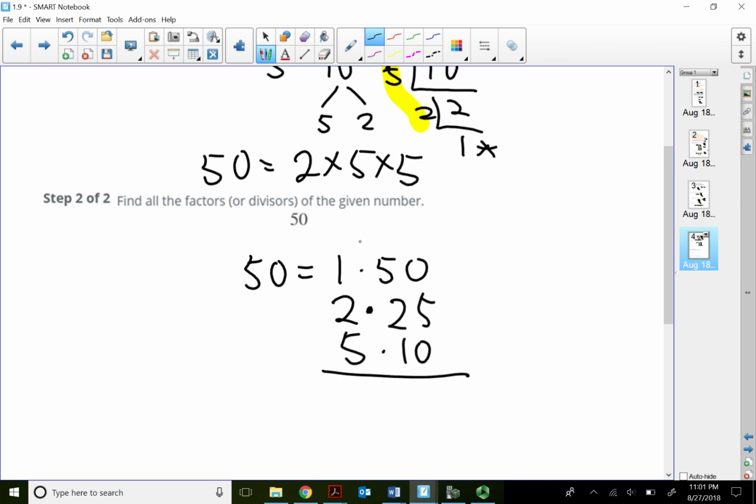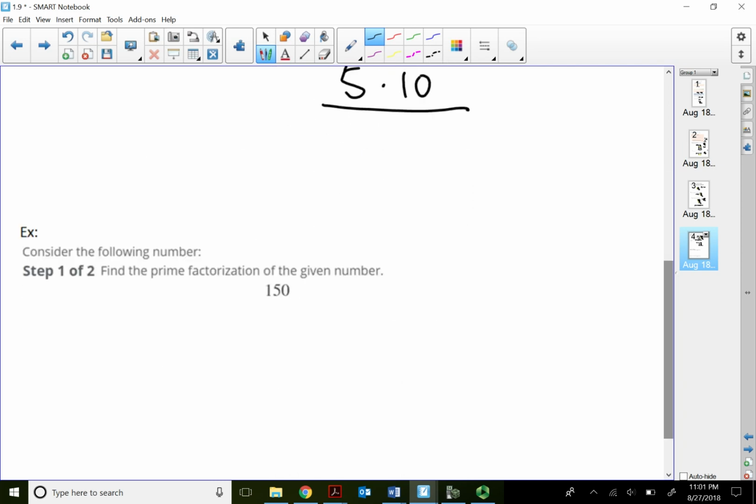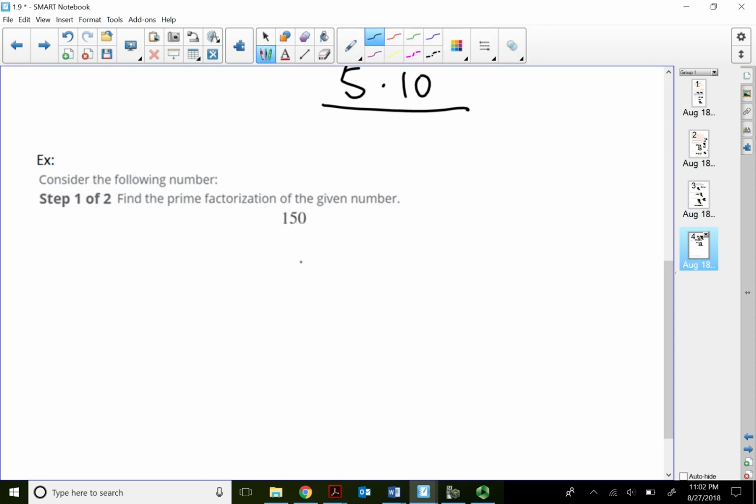So that's it. All the factors of 50 are 1, 2, 5, 10, 25, and 50. Go this way. All right, for 150. Ooh, this number is a little bit bigger. Let me break it down. All right, prime number, I can use a 5 or 2. Doesn't matter. I'm going to use a 5. 5 is a prime number, can get this thing down quick.